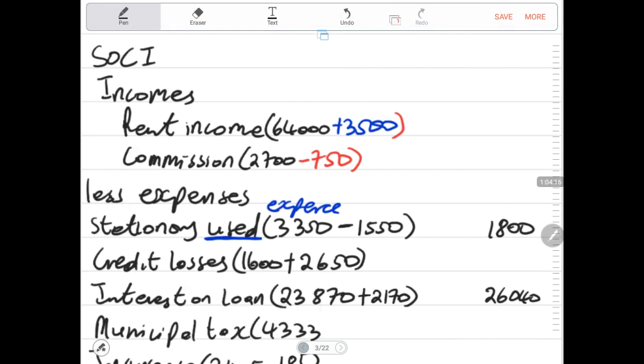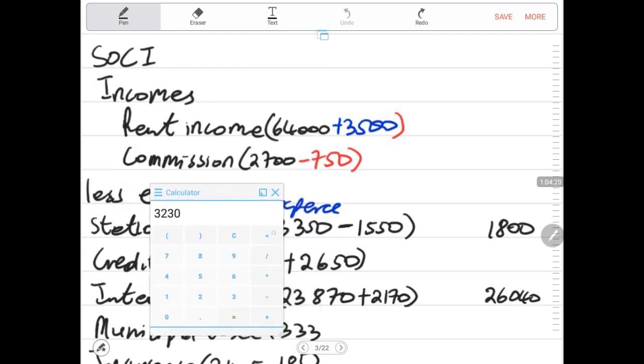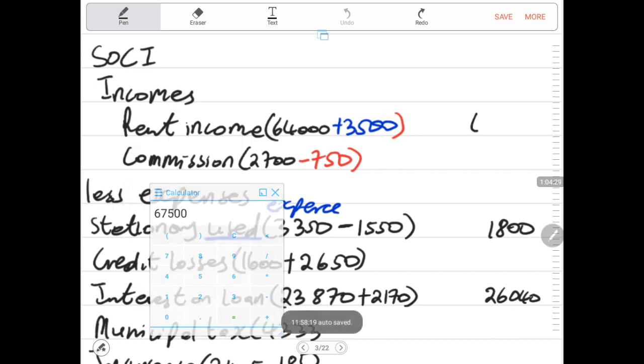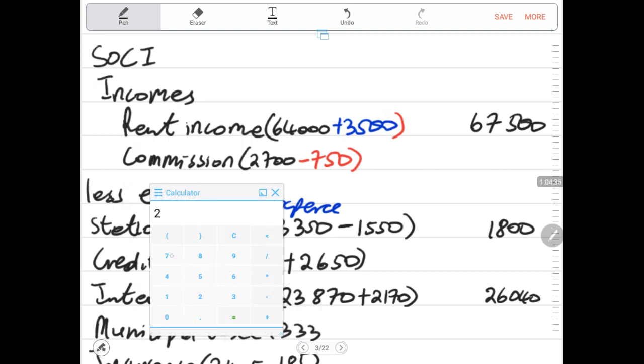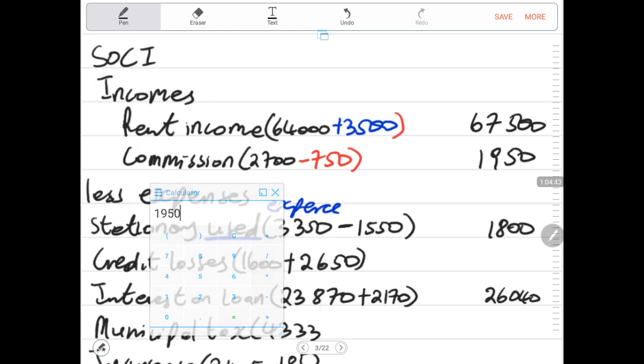Now we go to the income statement. We're done also. Check if it will balance. 64,000 plus 3.5 equals 67,500. 2,700 minus 750, 1,950.